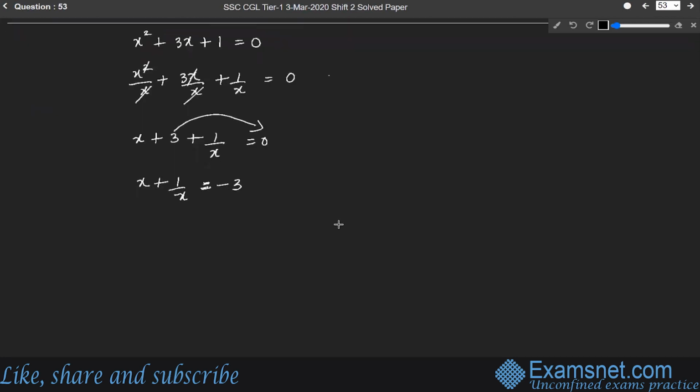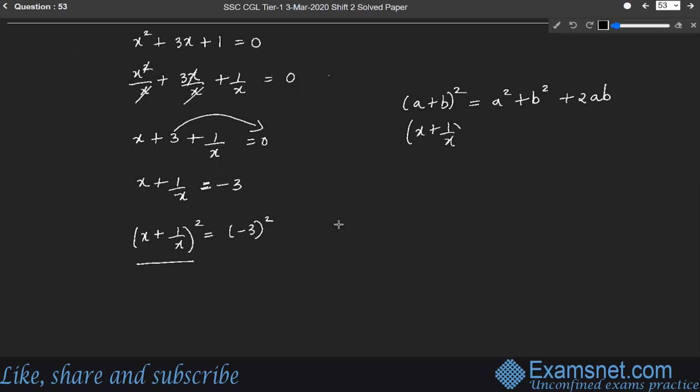Now let us do one thing. Let us square on both the sides. So on squaring both the sides, we have (x plus 1 by x) whole square is equal to (minus 3) square. All right. Now, this is in the form of a plus b whole square. So we have to use a very basic identity, a plus b whole square, which is equal to a square plus b square plus 2 into a into b. Here we have x plus 1 by x whole square.